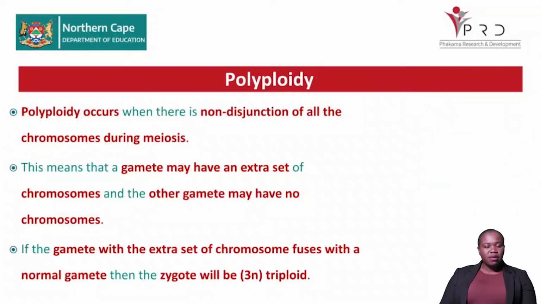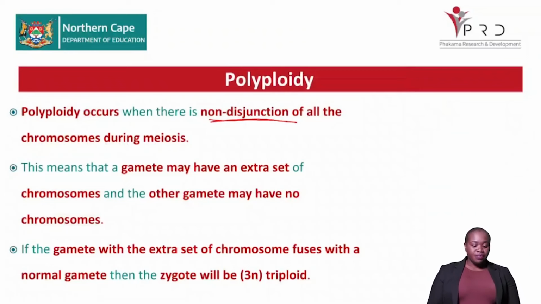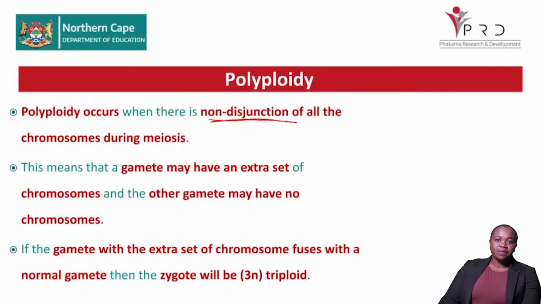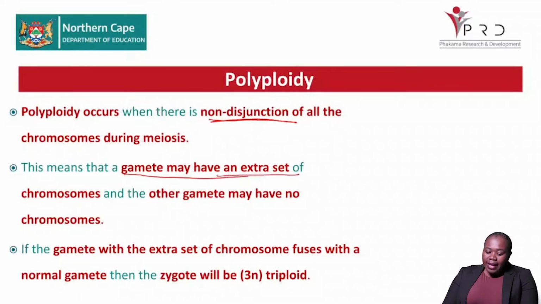So with polyploidy, remember in Down syndrome, we're looking at aneuploidy, right? So here, this is when there is non-disjunction of all the chromosomes during meiosis. So it's not whereby some chromosomes fail to separate and some chromosomes separate. Here you are going to be experiencing that all the chromosomes have failed to separate. Therefore, the gamete will then have an extra set of chromosomes, not just one chromosome, right? Whereas the other one will have no chromosomes at all, right?